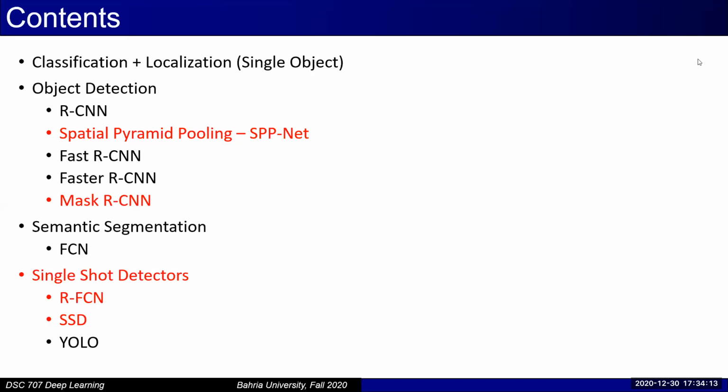Then we extended this idea of classification plus localization, in which we only have a single object, because this is a constraint which is hard to meet in real world scenarios, right? So in object detection we can have multiple objects within the same image. If this is your image, you need to have bounding boxes of all the objects which are present in the image along with the class label, right?